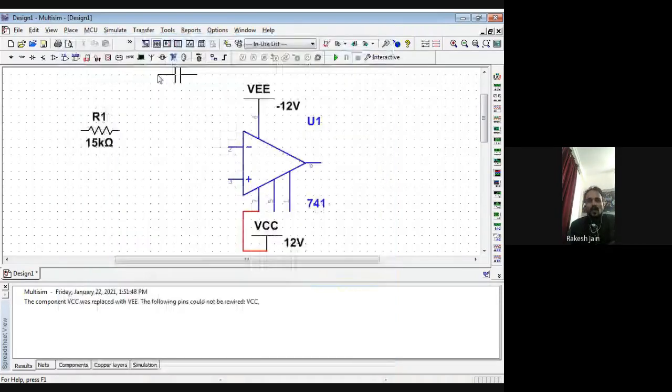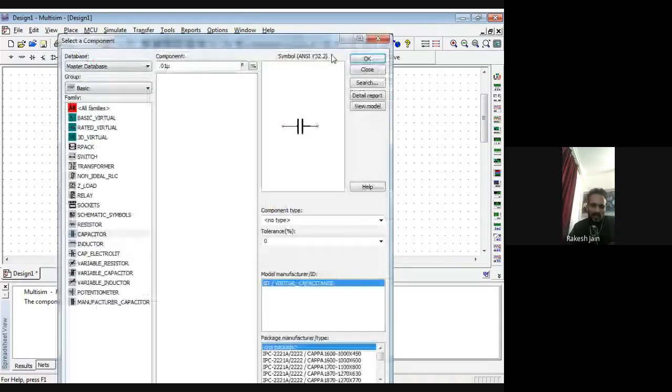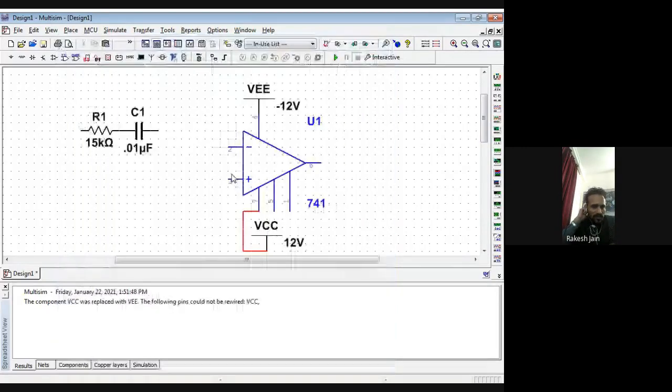Now the other one is a parallel combination of resistor and capacitor, of the same values. The resistor is of 15 kilo ohm and the capacitor is of 0.01 microfarad, but here the combination is parallel. So see, this one is a series combination and this one is a parallel combination.